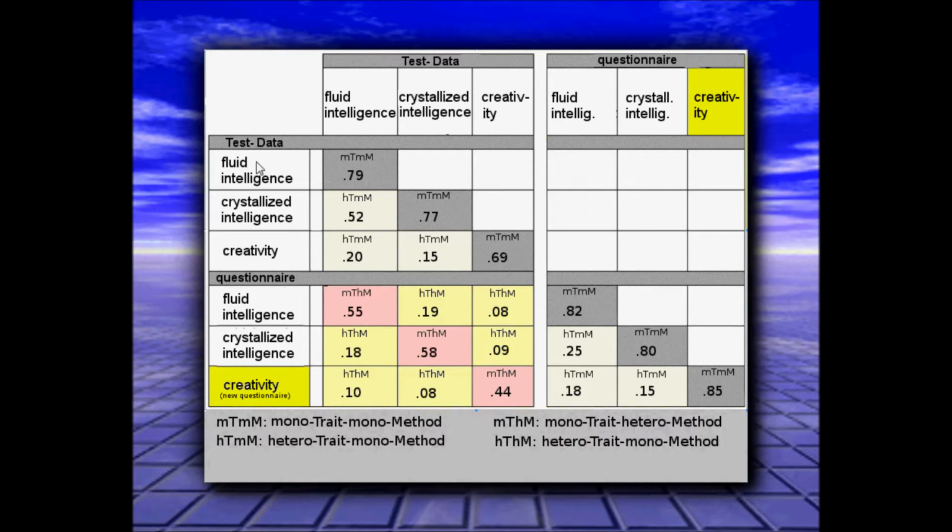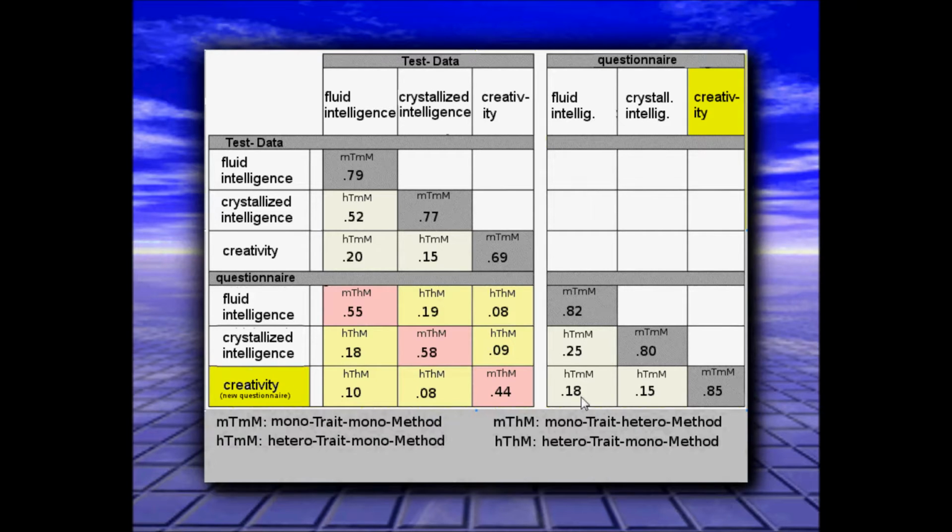So you have two methods, the questionnaire and the test, to assess your constructs, creativity, fluid intelligence, and crystalline intelligence. And the reason why you do this is you want to have low correlations between the results of your creativity questionnaire and between the results of the fluid intelligence or crystalline intelligence questionnaire, because you don't want those to be measuring the same, so they have to correlate low.